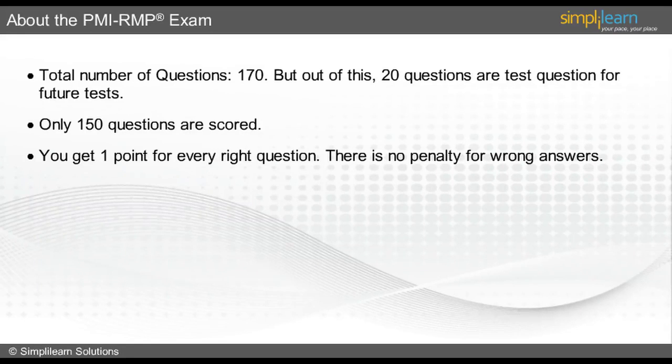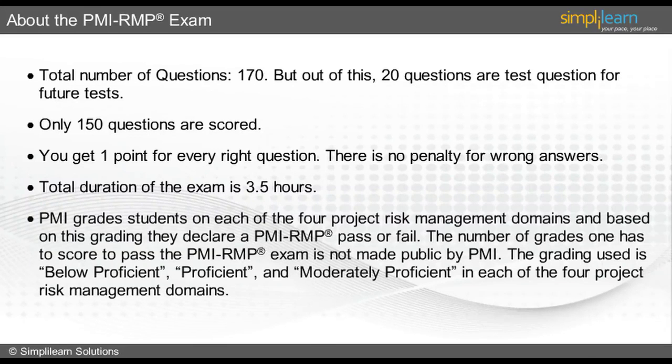Total duration of the exam is 3.5 hours. PMI grades students on each of the 4 project risk management domains, and based on this grading, they declare a PMI RMP pass or fail. The number of grades one has to score to pass the PMI RMP exam is not made public by PMI. The grading used is below proficient, proficient, and moderately proficient in each of the 4 project risk management domains. We will continue our discussion on PMI RMP exam in the next slide.